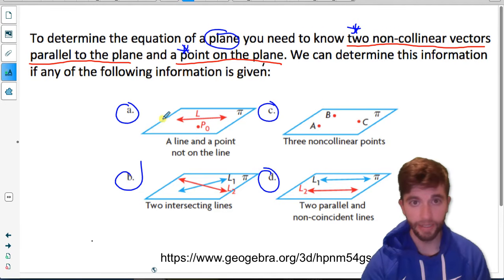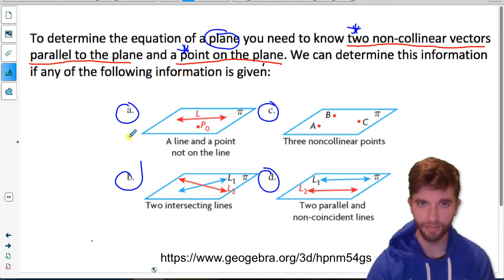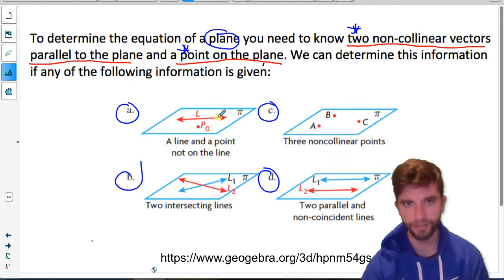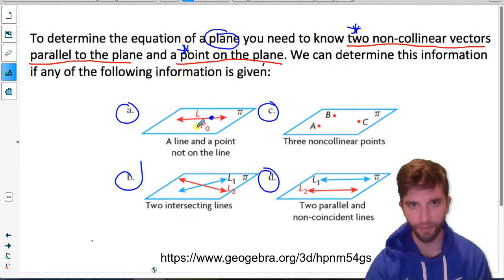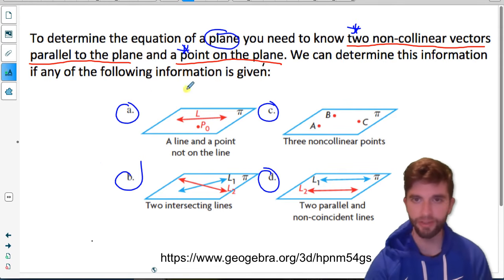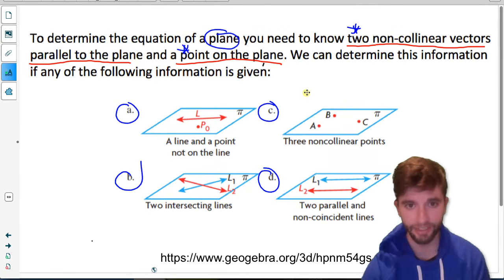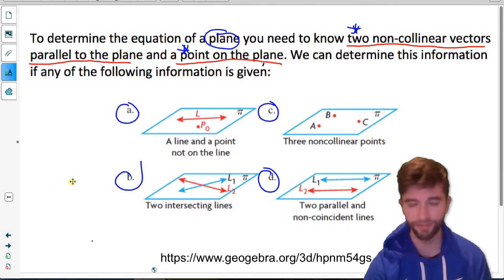And if we look at scenario A, if I gave you a line on the plane and a point on the plane, well, okay, we have a point on the plane, and the line has a direction, so that's one direction vector. If we wanted another non-collinear direction vector, I could just find any point on the line and find the vector that connects that point to this known point, and that gives me a second direction vector. So I won't go through all 4 of the scenarios, but I'm just showing you these are some scenarios where we could come up with 2 non-collinear vectors parallel to the plane and a point on the plane. Okay, now you might be thinking, well, why do we need 2 direction vectors and a point on the plane to be able to define a plane?